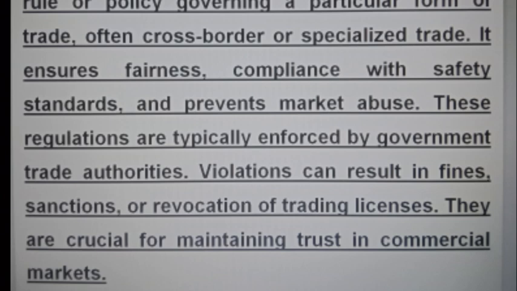These regulations are typically enforced by government trade authorities. Violations can result in fines, sanctions, or revocation of trading licenses. They are crucial for maintaining trust in commercial markets.